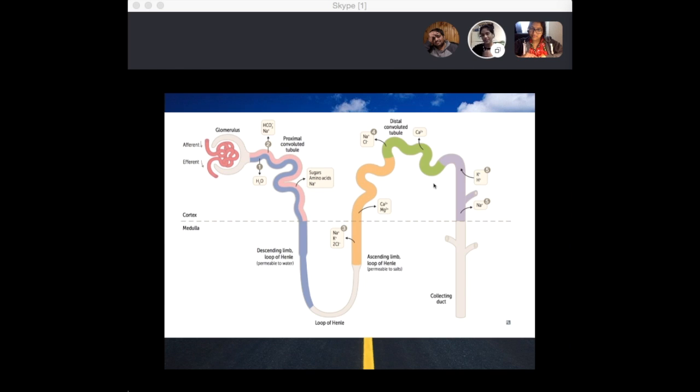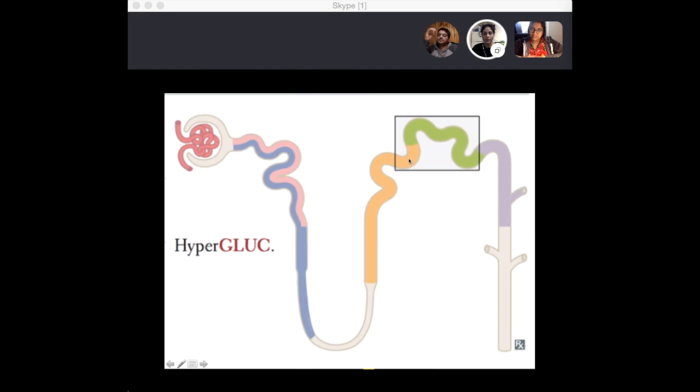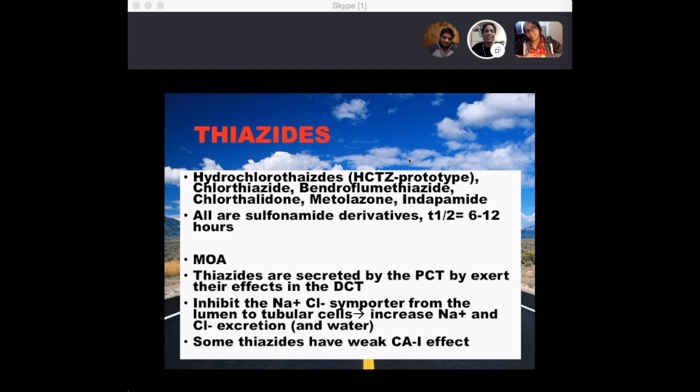Okay, so thiazides is the bug of the day, and thiazides are going to be most commonly, predominantly causing an effect at the DCT. So moving on, thiazides. These are going to be our drugs: hydrochlorothiazide, chlorothiazide, benzoylflumethiazide, chlorothiazidone, metalazone, and indapamide. These are all sulfonamide derivatives, and their half-life is 6 to 12 hours.